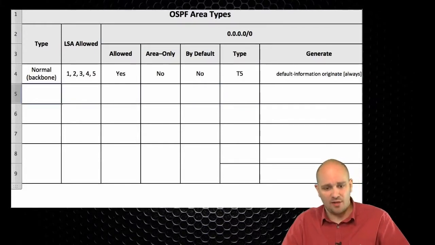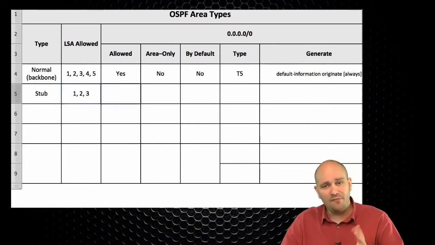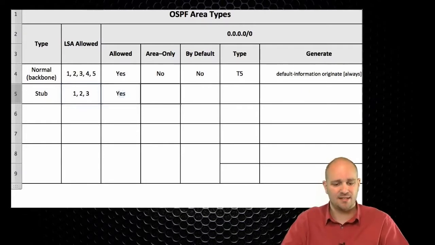So the next area type that we have is the stub area. In stub areas we can have LSAs type 1, 2, and 3. Stub areas do not allow the presence of external routes, so type 5 and type 7 are not allowed, and type 4 would be completely pointless, so it's not allowed.